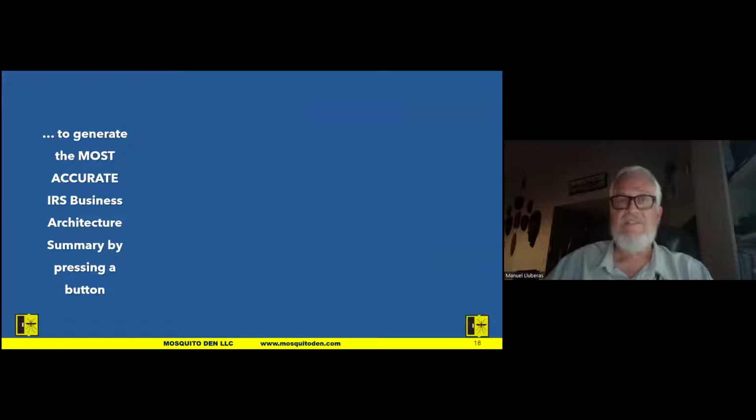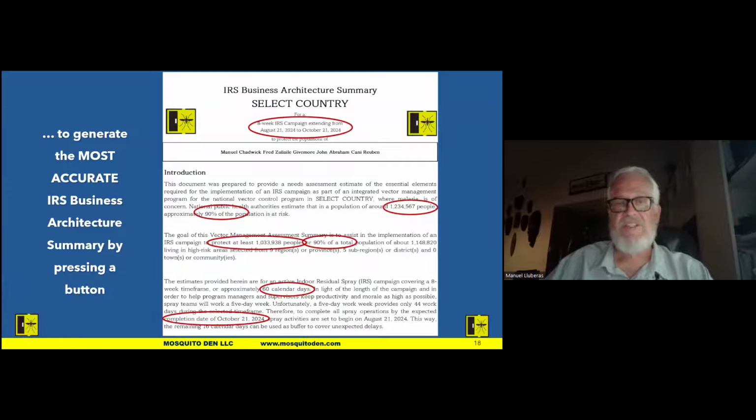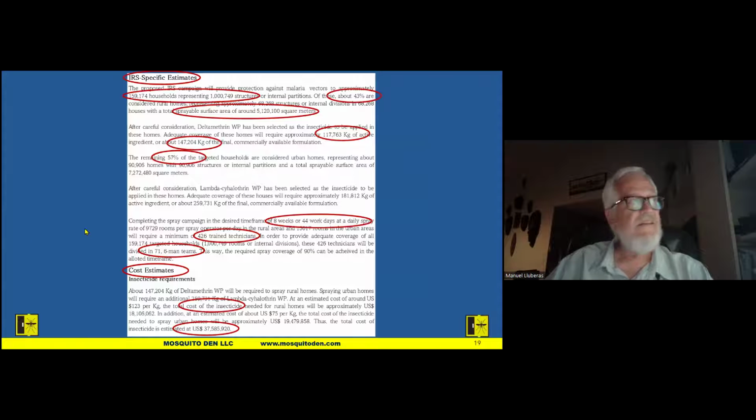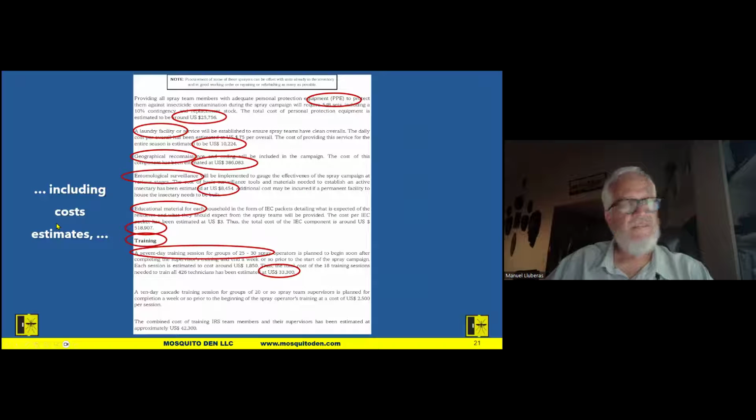And remember, this is all business. This is boiled down to a lot of money. And this is generated by just pressing a button. The information you get is the information you put in, arranged neatly in a 3 or 4 page document that includes cost estimates, that includes wages and equipment. It will generate cost estimates for everything you put in there.